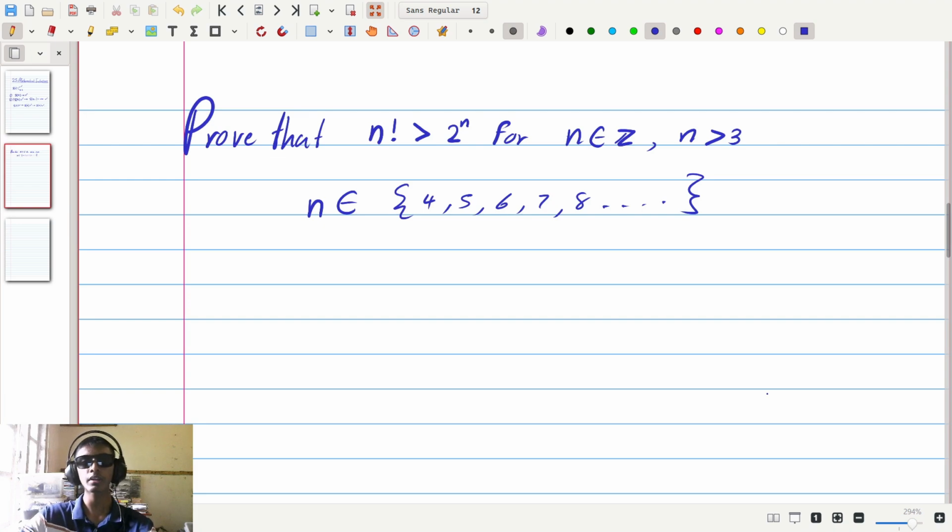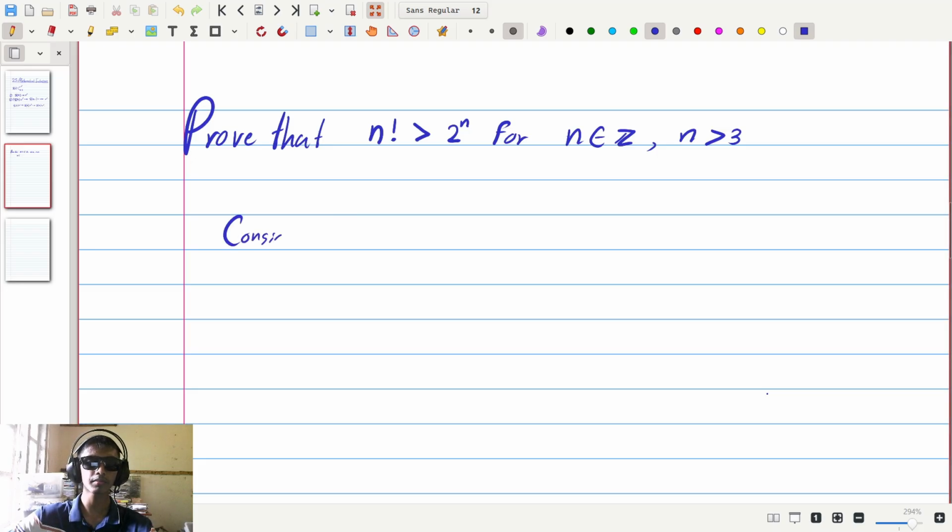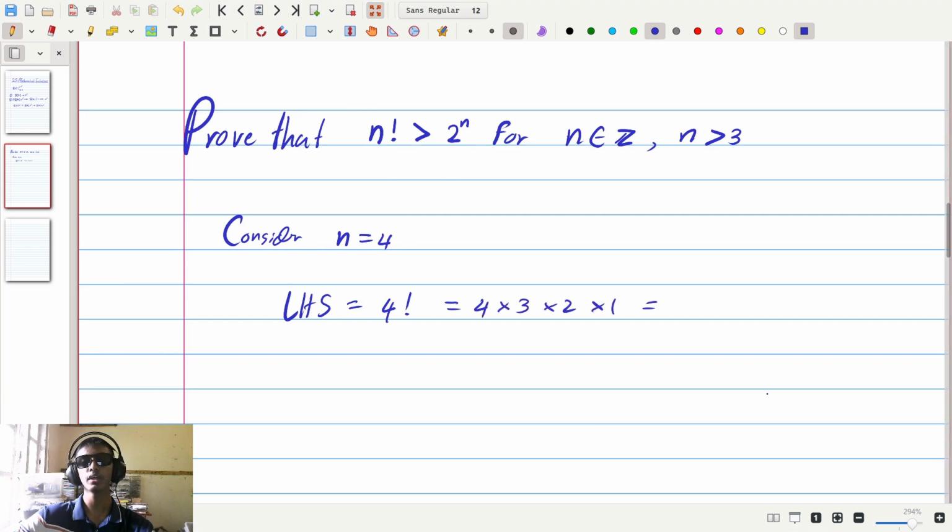So to start off with the base case, what we're going to do is consider the base case value of n equals 4. So we're going to write: consider n equals 4. For n equals 4, we're going to try to prove whether this statement is true or false. To do that, we're going to consider the left hand side and right hand side separately. The left hand side of the inequality is n factorial, which in this case is 4 factorial. 4 factorial is 4 times 3 times 2 times 1, which is 12 times 2, which is 24 times 1, so 24. So 4 factorial, or the left hand side, is 24.